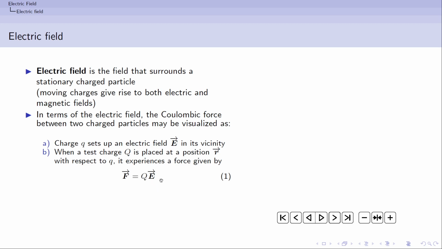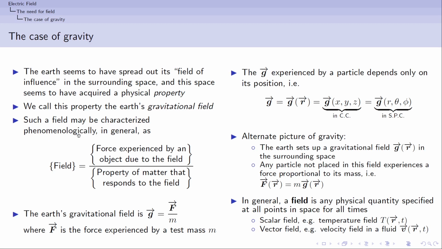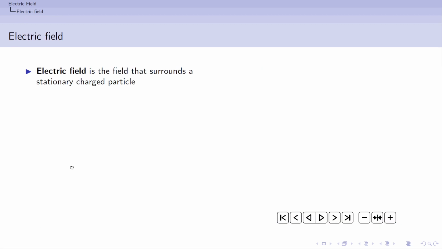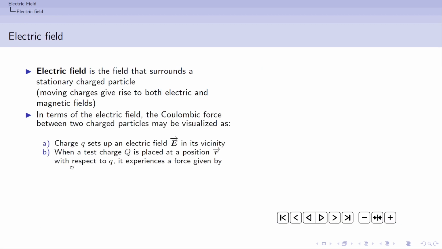So how do I get this expression? We get this expression from the general relation between field, force and the property of matter. Field is equal to force by property. That means force is equal to field times property. In case of electric field, the property is charge, so the force experienced is going to be charge times the electric field.